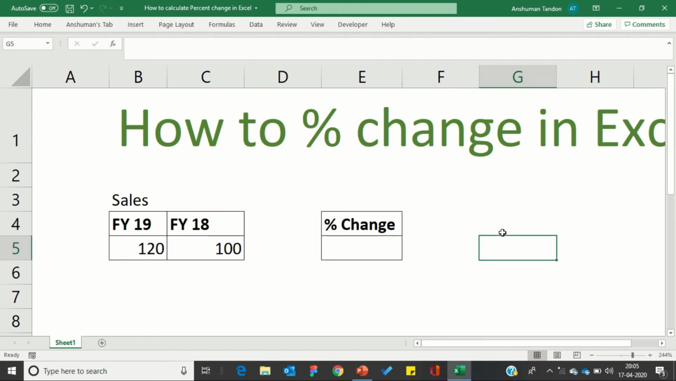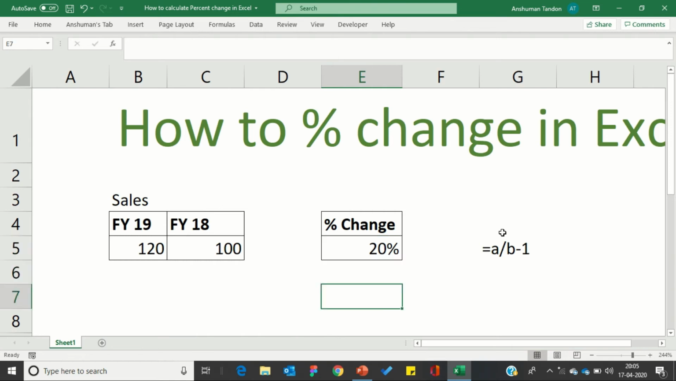Over here I am going to use the formula =A/B-1. This formula will give us the same figure that we calculated in the example below. A is the sales of the current year, B is the sales of the previous year, minus 1. So you can see that we get the same result of 20% over here.